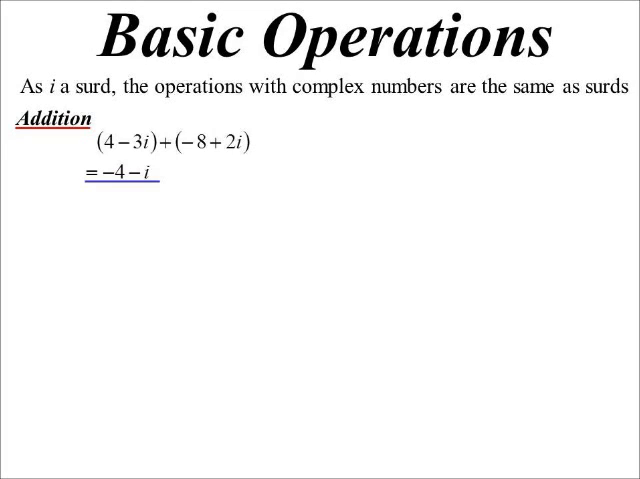So if I want to add them, there's 2 complex numbers, 4 minus 3i plus minus 8 plus 2i. It really is just like a piece of algebra. So it's minus 4 minus i, because they don't mix. So I can only add the real with the real and the imaginary with the imaginary. I can't join the 2 together. Same with subtraction. If I was to subtract them, again, just like algebra, we get 12 minus 5i.